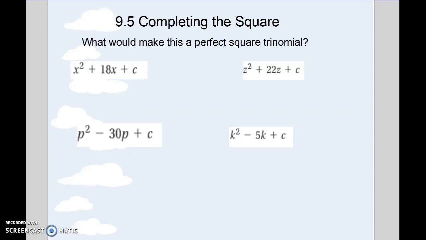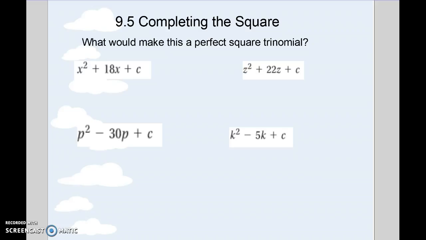Okay, so this is the next method in solving quadratics, which is completing the square. And in order to complete the square, we need to make sure that our trinomial is a perfect square trinomial. And in a perfect square trinomial, the last number would be half of the middle term squared.